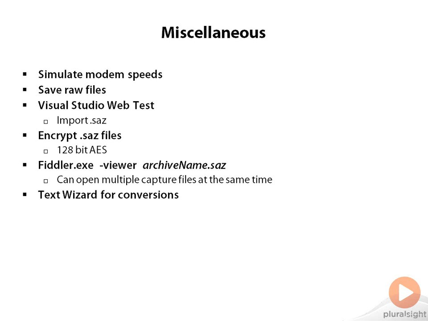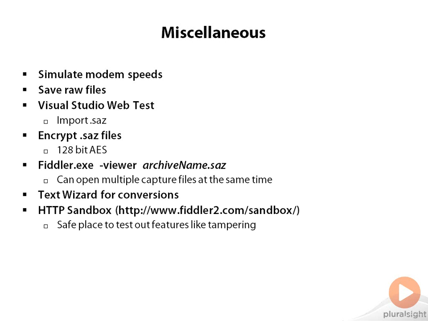There is a text wizard for conversion, so it's common when you're looking at data coming back in a web conversation that you may want to look at that data in a particular way, like maybe take off base 64 encoding, things like that. So there is a text wizard that makes those conversions very easy.